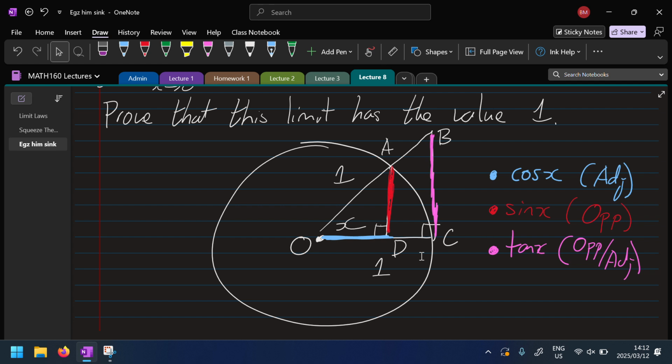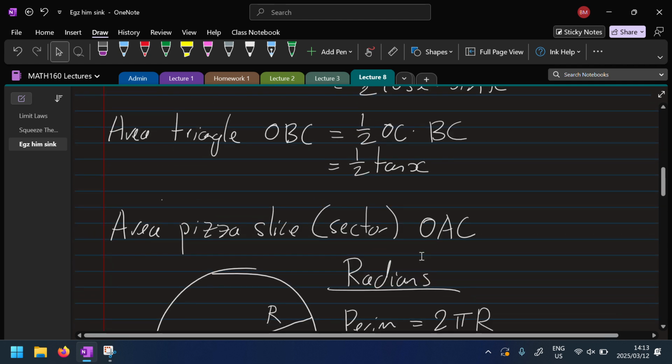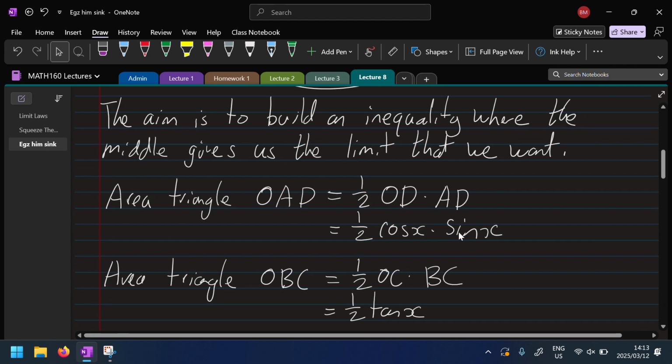So area of triangle OAD, that's going to be half base times height. Okay. So how do we do that? Well, what's the base? That is OD. That's the adjacent in this triangle. The adjacent is cos x, trig ratio. Okay, so base is cos x. What's the height? That's the opposite. Trig ratio for the opposite is sine. That'll be sine. So it will be half cos x sine x. And that's what we got over there. Half cos x sine x.